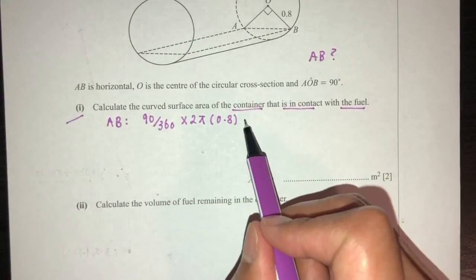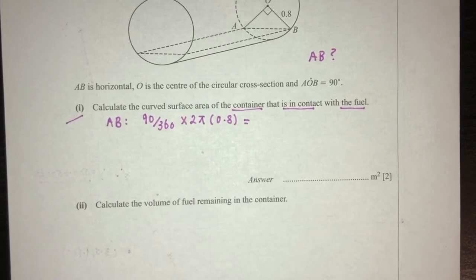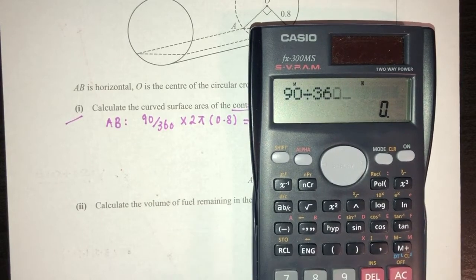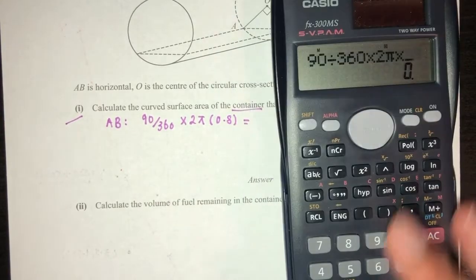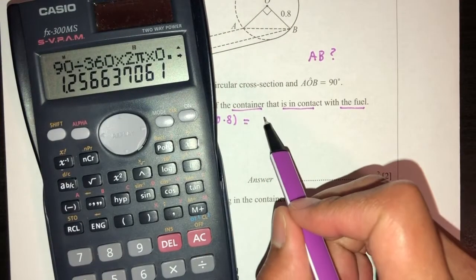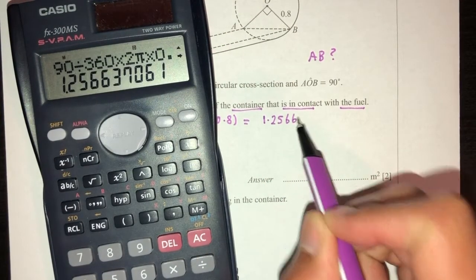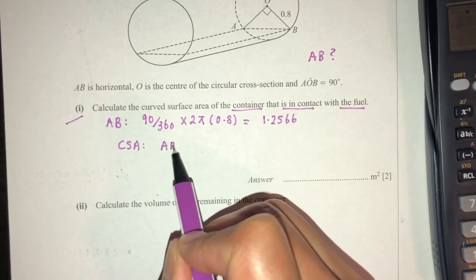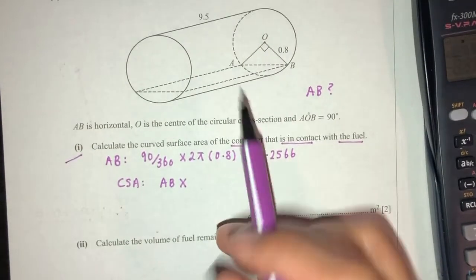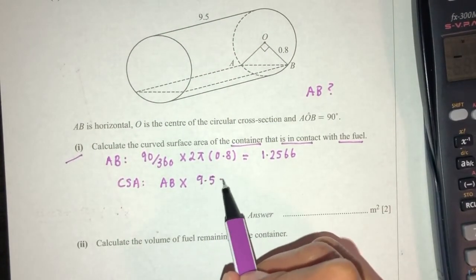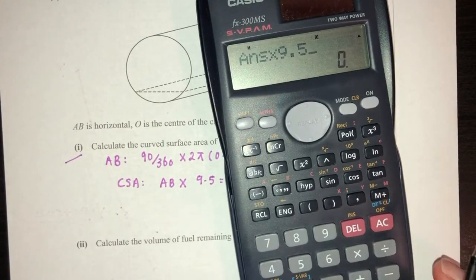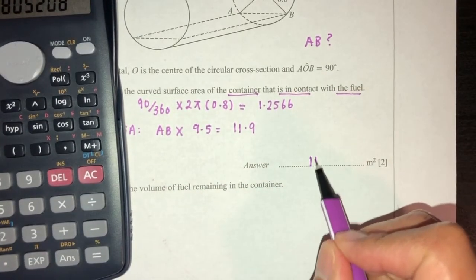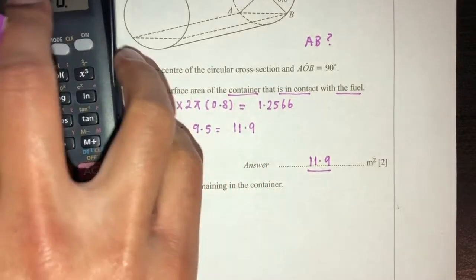Now that is your arc length. So let's solve and see what we have. That will be 90 divided by 360 times 2 pi times 0.8, which is 1.2566. Now to find the curved surface area, we have to take AB times the length of the container, which is 9.5. So answer times 9.5 should be 11.9, correct to 3 SF. 11.9 will be your answer for part 1.